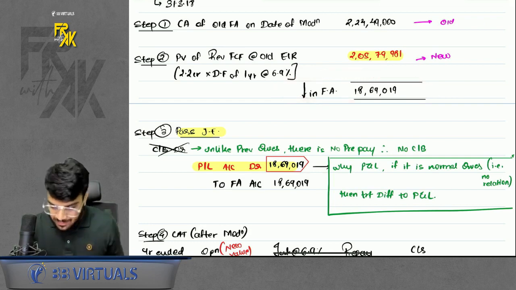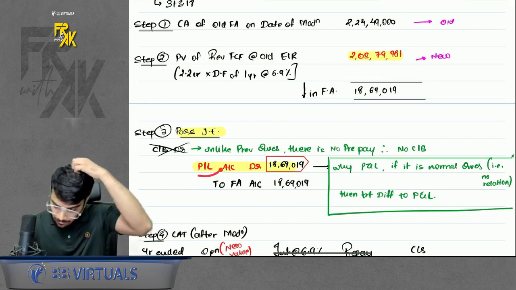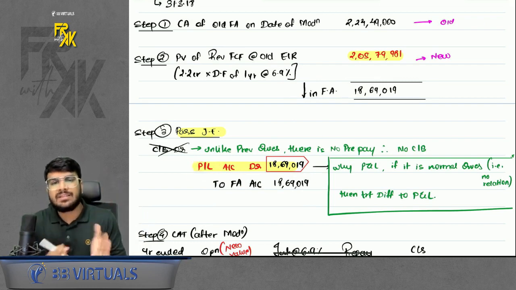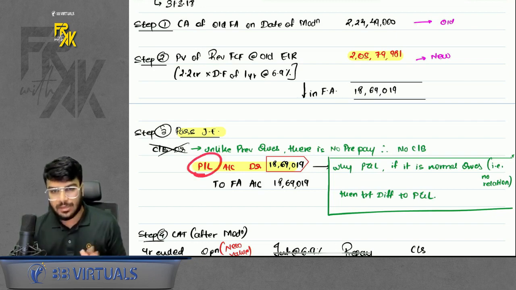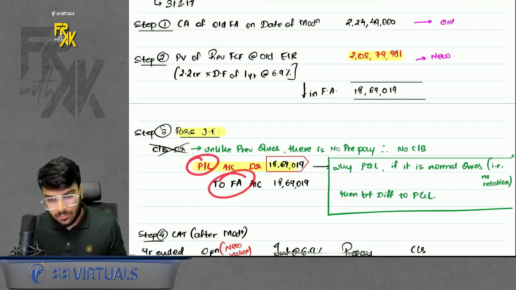So to reduce the financial asset, you will say: to financial asset account credit, and debit what? Debit profit and loss. Sir, why profit and loss? Why not prepaid employee benefit expense? Here there is no relationship, na? So directly profit and loss. And why not cash bank? No prepayment is happening. So directly reduce the financial asset and debit to profit and loss.